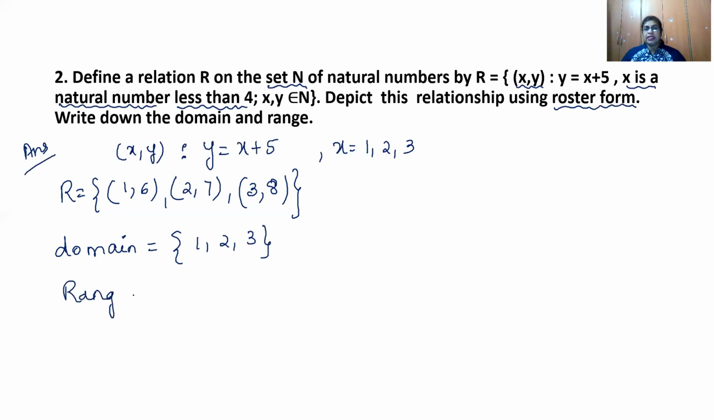Range is nothing but the set of all second elements of R: 6, 7, and 8. Is that clear? Suppose they ask us for the codomain. Here they have not asked, but suppose they ask us the codomain. Then it is nothing but the set of all natural numbers, the whole set. Hope the idea is clear. Yes, we move on to the next question.